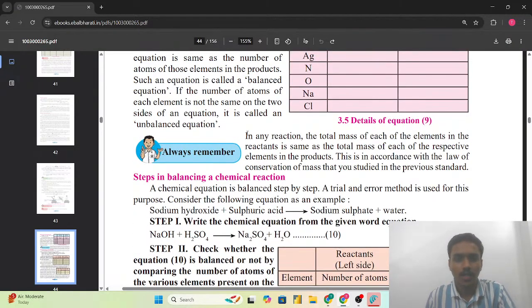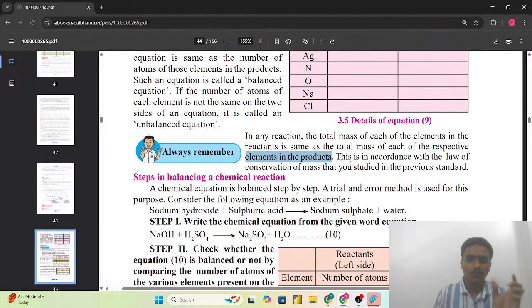ऑलवेज रिमेंबर में क्या कहा गया है देखते हैं. In any reaction, the total mass of each of the elements in the reactant is the same as the total mass of each of the respective elements in the product. ये जो है, as we have studied in the lower class, in the ninth class, the law of conservation of mass. So we have studied that the mass remains constant everywhere.